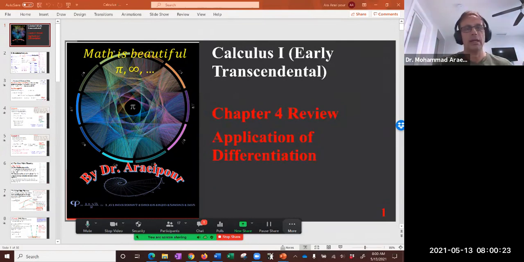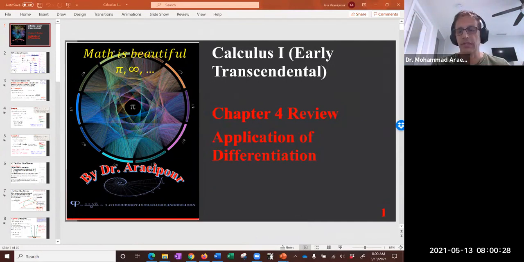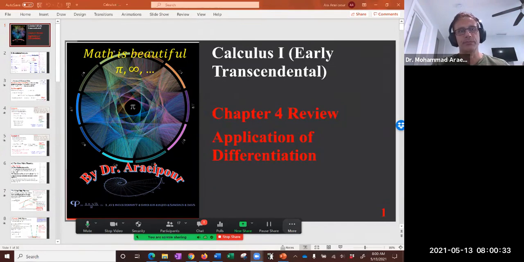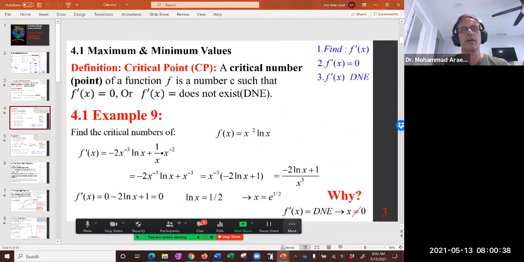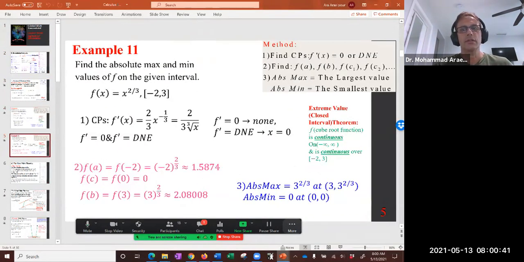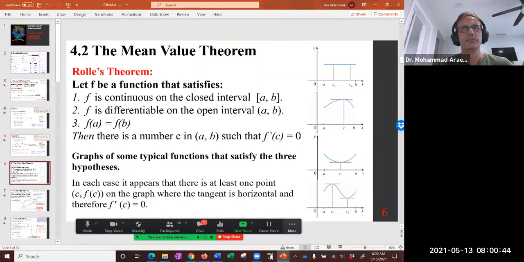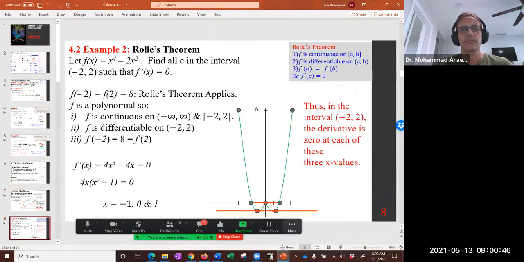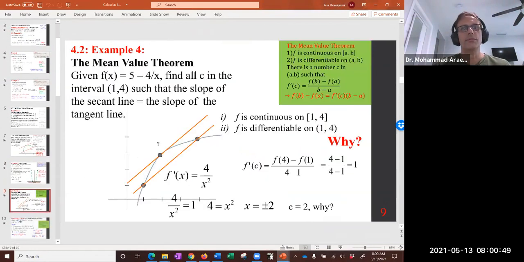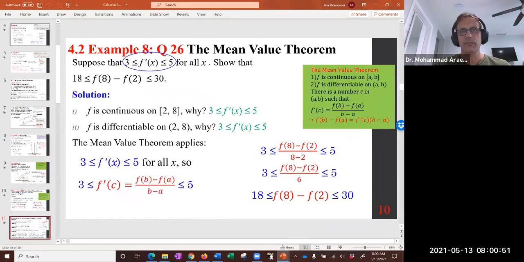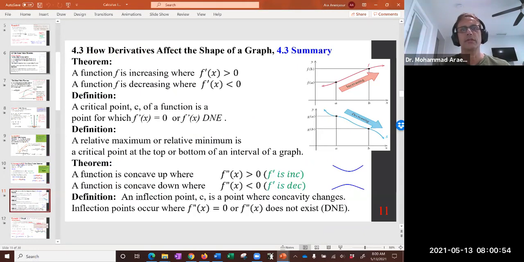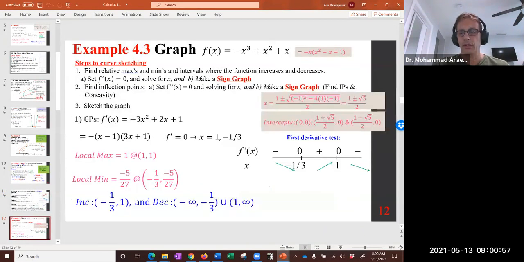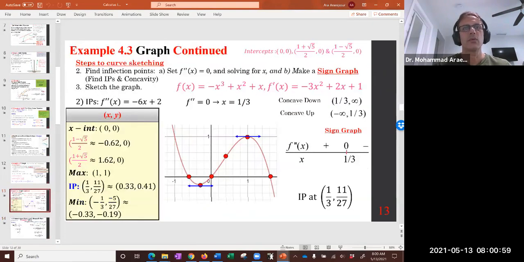Good morning, class. We are looking at Chapter 4 review, a portion that pertains to the fourth exam. A big chunk of it was covered in the previous exam. So let's go to new stuff. All of this covered in the previous exam. The mean value theorem, the Rolle's theorem. How derivative affect the shape of a graph, and of course, graphing. We want to go to the new stuff.